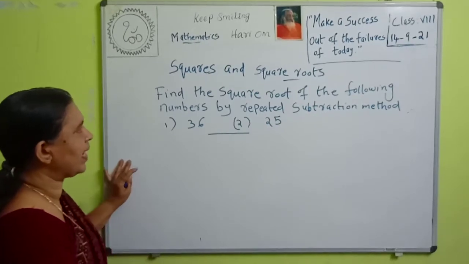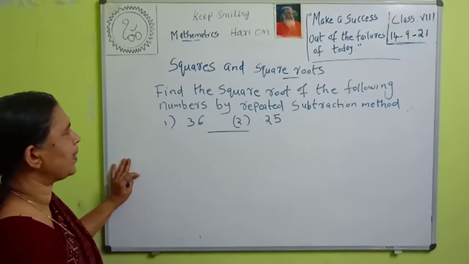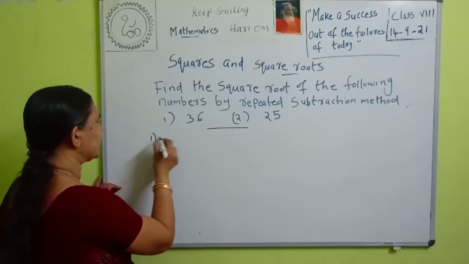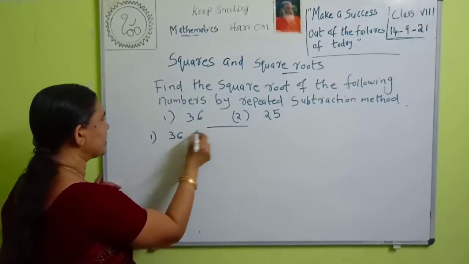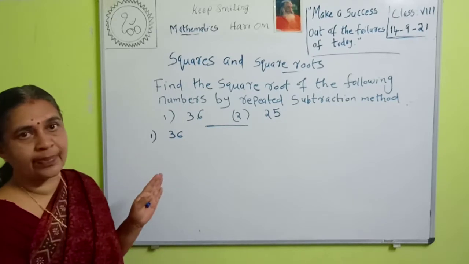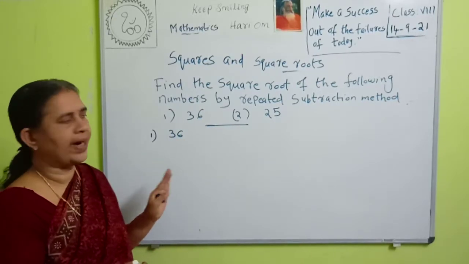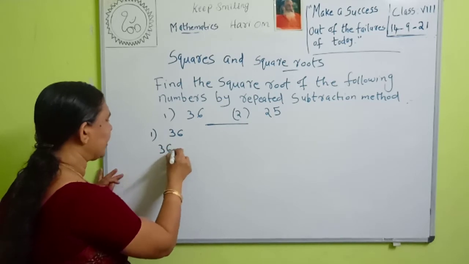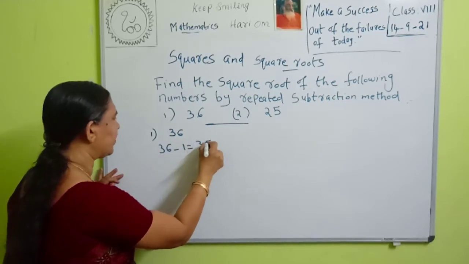Next question. Find the square root of the following numbers by repeated subtraction method. First one is 36. By repeated subtraction, what we do? We successively subtract the odd numbers starting from 1. What is the first odd number? 1. Then 36 minus 1 is equal to 35.